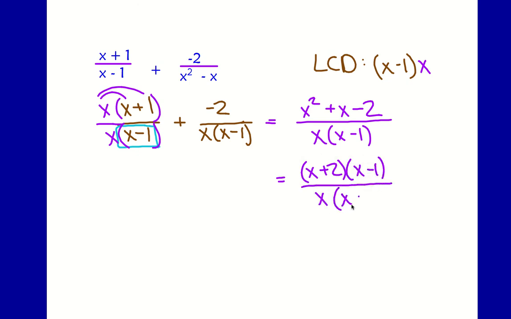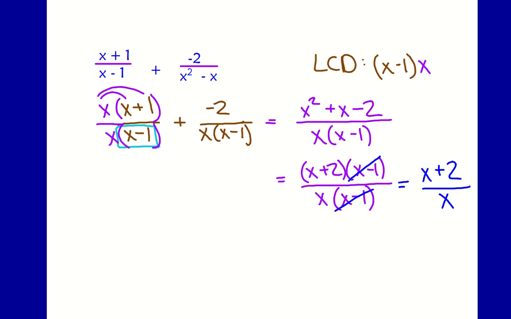And so when I look at that, which we are required to re-simplify if that's a possibility, I can see that this would create a hole in the function with the like factor of x minus 1 on the top and bottom. So I would cross that off. My final answer would be that this equals (x plus 2) over x.